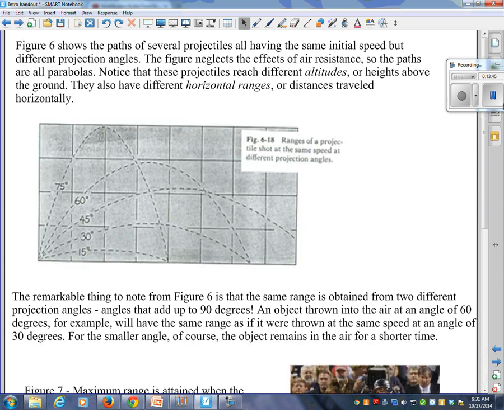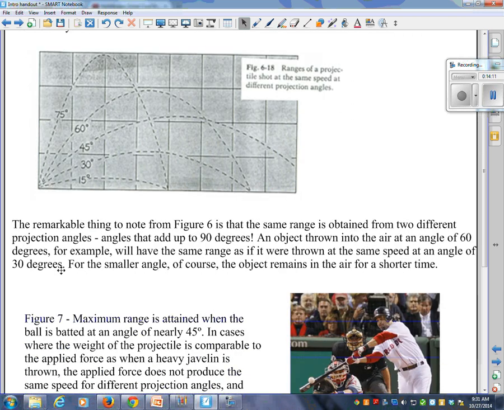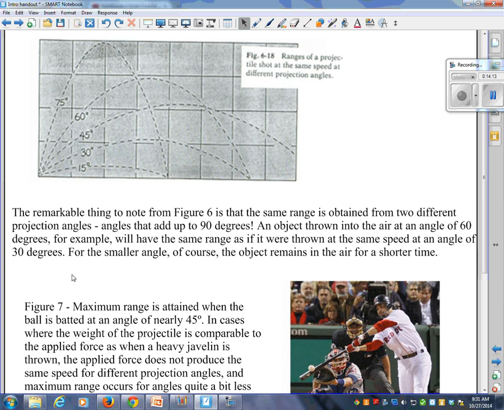Yeah? Okay. Figure 6 shows the path of several projectiles all having the same initial speed, but different projection angles. This figure neglects the effect of air resistance, so the paths are all parabolas. Notice that these projectiles reach different altitudes or heights above the ground. They also have different horizontal ranges or distances traveled horizontally. So 75 degrees is up and down, 60 degrees is up and a little farther, 45 degrees even farther, and so on. The remarkable thing to note from figure 6 is that the same range is obtained from two different projection angles, angles that add up to 90 degrees. Look at 75 and 15 land in exactly the same place.